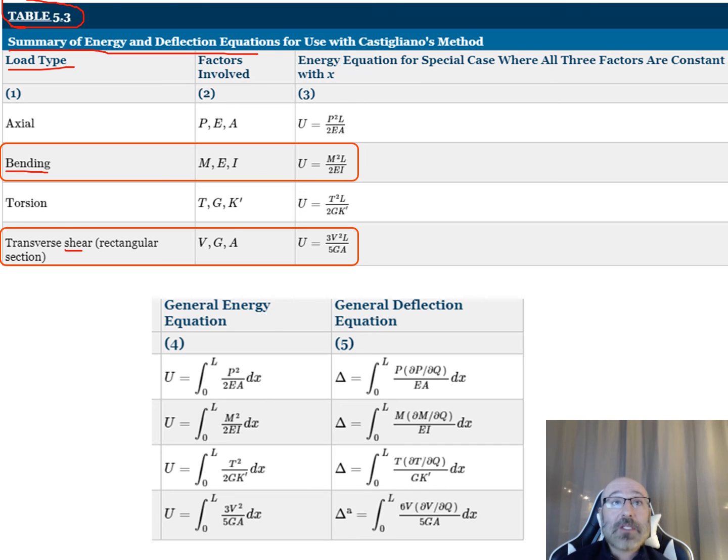For bending, we have this relationship involving the factors of M, E, and I, where U is equal to M squared L over 2EI. And for shear, we have this relationship involving V, G, and A, our shear force, modulus of rigidity, and cross-sectional area A. So U is equal to 3V squared L over 5GA. This goes back to getting our governing equations from table 5.3 in our textbook.